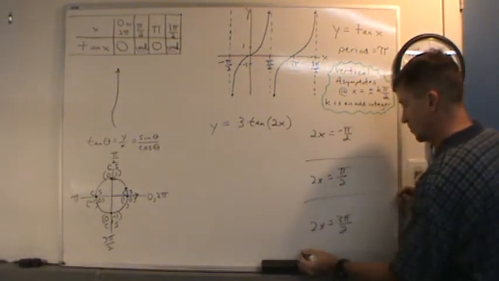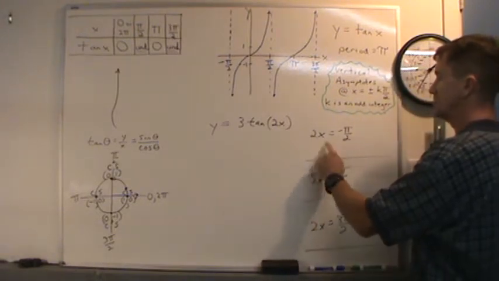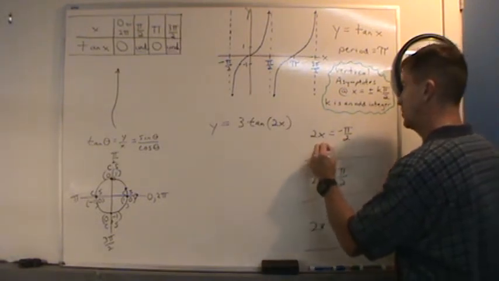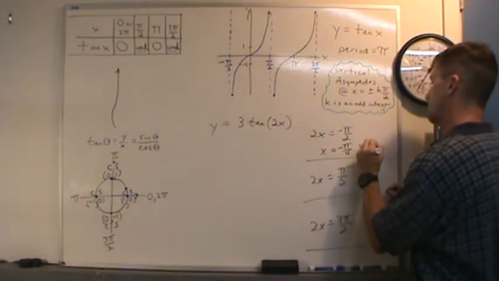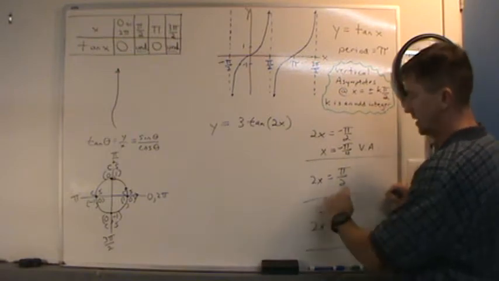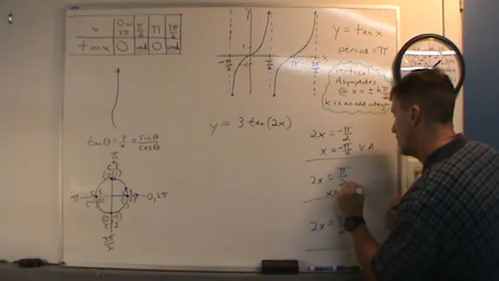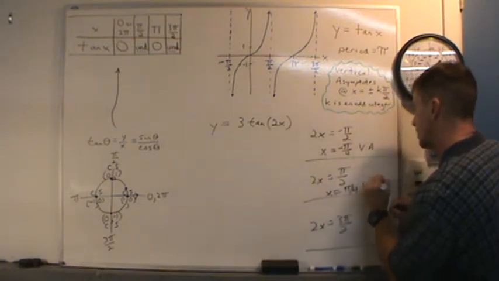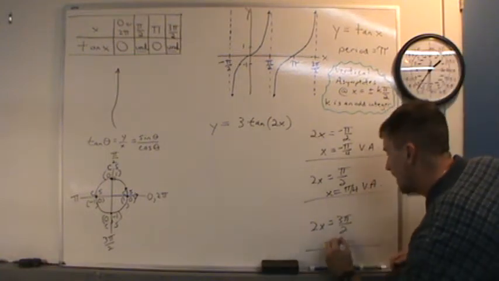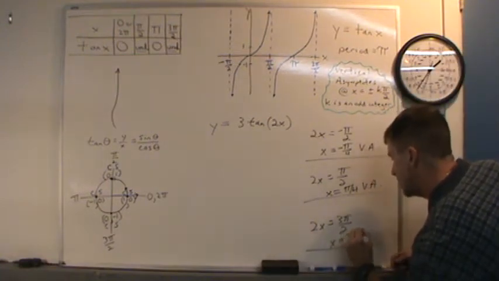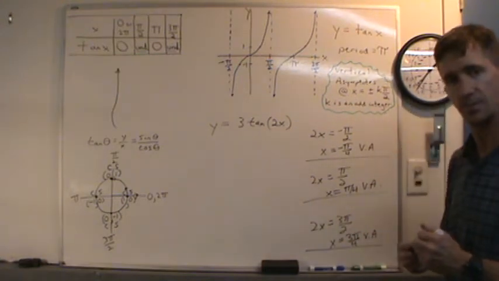Once we solve for x, we're going to find our new vertical asymptotes. All I have to do is divide by 2 on both sides. Dividing by 2, I get x equal to negative pi over 4. There's a vertical asymptote at x equals negative pi over 4. Dividing by 2 on both sides, I get x equal to pi over 4. There will be a vertical asymptote at x equals pi over 4. Lastly, dividing by 2 on both sides there, I get x equal to 3 pi over 4, and there'll be another vertical asymptote there.